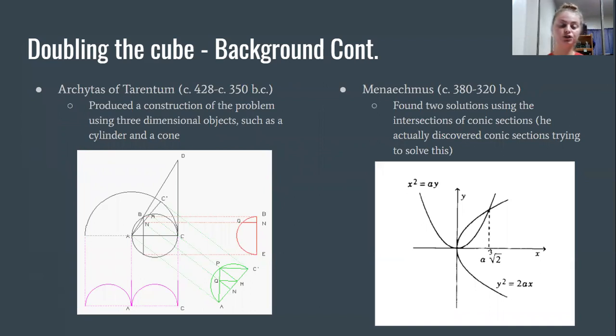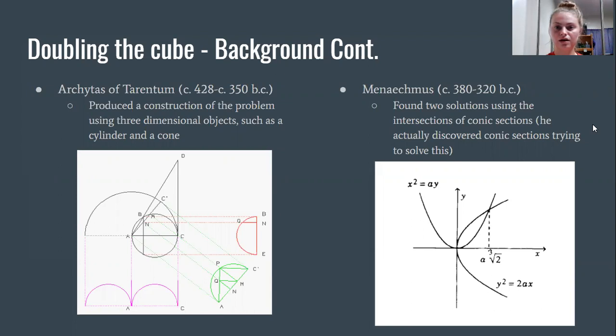All right, and so I just have 2 examples of a couple people who were able to solve doubling the cube, but they couldn't solve it using plane methods. So these are more advanced methods. We have Archimedes of Tarentum, and he produced a construction of the problem using 3 geometric or dimensional objects, such as a cylinder and a cone. I included a picture down there, and you can see kind of how complicated it is. Obviously, that all couldn't be done using only a straight edge and a compass. So they had to use more advanced techniques with a cylinder and a cone.